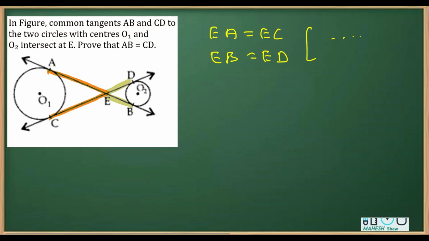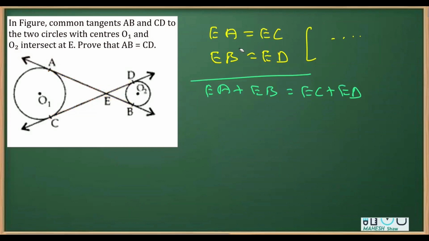Now, what in case if I add these two equations? On adding these two, what do we get? We get EA plus EB is equal to EC plus ED. Now check in the figure here. What is EA plus EB? That will give you AB. And likewise, you can see that on the right hand side, we have EC plus ED. So that results to give you CD. And that's how we say it's proved. Now you must write out the property here, tangent from same exterior point.